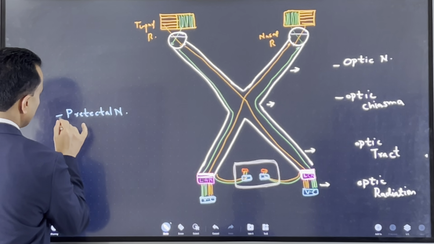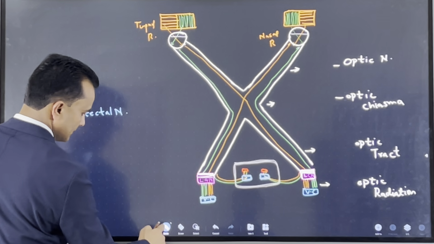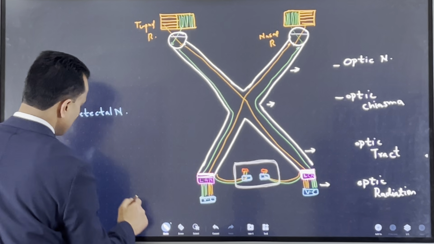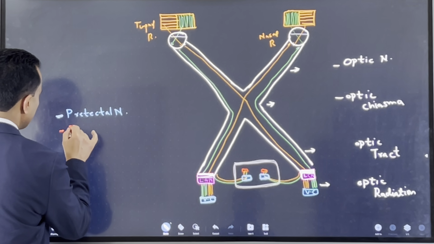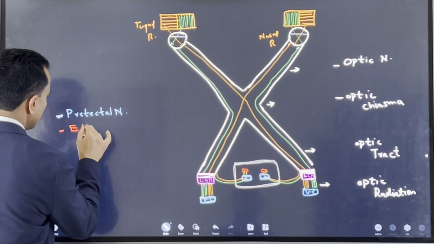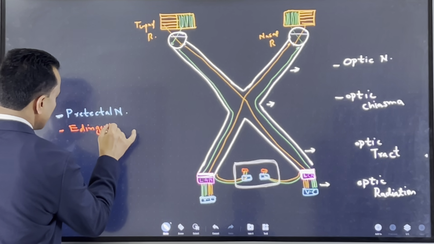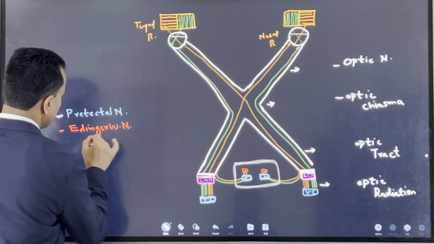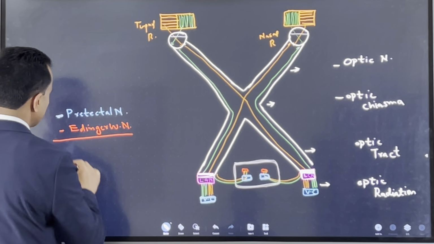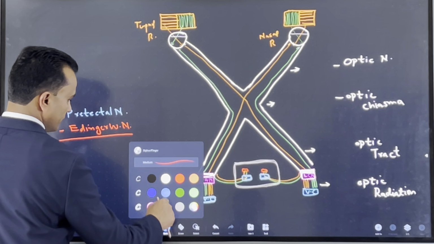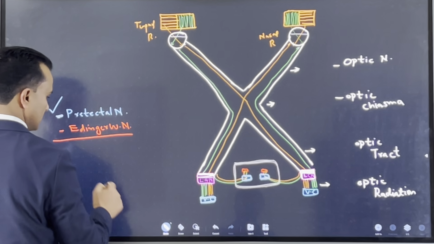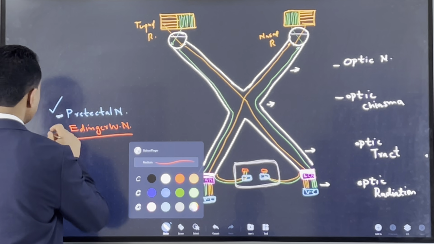Pretectal nucleus in the midbrain, and this red one is Edinger-Westphal nucleus. Pretectal nucleus and Edinger-Westphal nucleus. Remember these names, please. These are both very important.